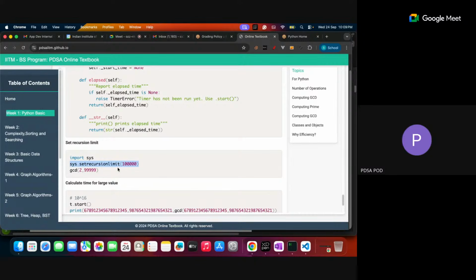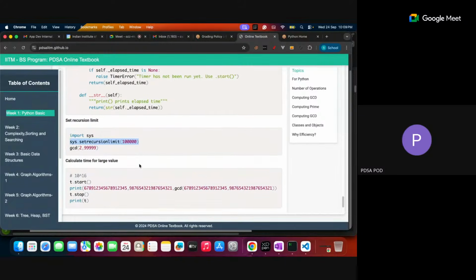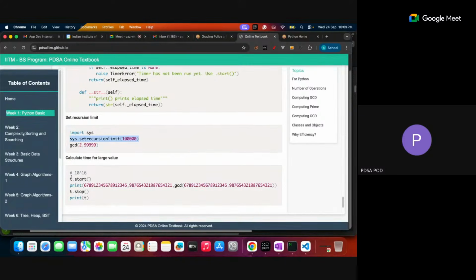So what happens if this recursion limit is crossed? What we check is, we take a start time. Then we try to take the GCD. Actually, why they have called this one, I don't understand. You forget about it. Maybe, yeah, GCD, they have taken bigger numbers, very, very bigger numbers, right?